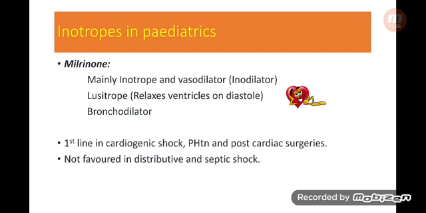It's also a bronchodilator, so it also decreases the pressure in the pulmonary artery, so it supports the right ventricle, which again, most of these drugs really don't support. That makes it a great drug that is the first line currently in cardiogenic shock, pulmonary hypertension, and post-cardiac surgeries. And again, it's not favored in distributive and septic shock because of the vasodilator effect.